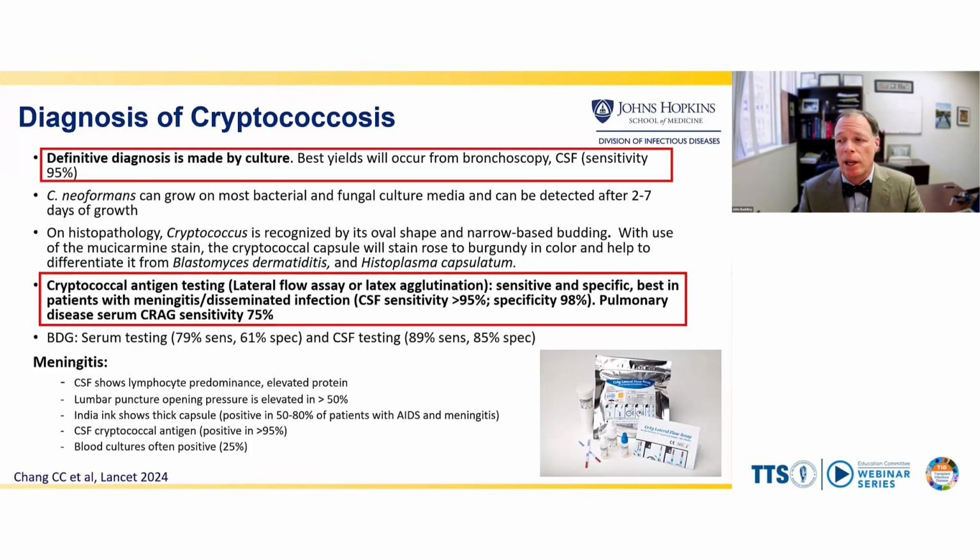But probably the most common test we use, at least in the United States, is the cryptococcal antigen test. It's seen in the bottom right figure. It is a very easy and quick test and very sensitive and specific. In fact, probably more sensitive than the culture. So in patients with disseminated disease who have a CNS infection, the test sensitivity is greater than 95% and the specificity is 98%. And this test is fairly widely available around the world and quite easy to use.